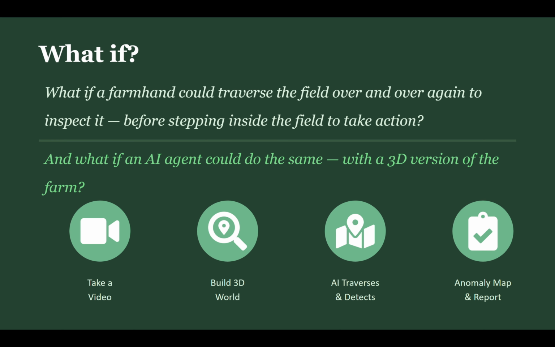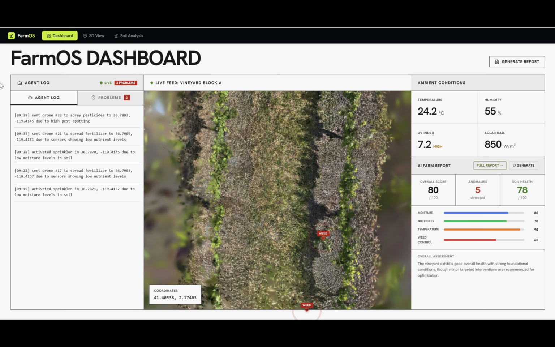But what if a farmhand could digitally traverse the field over and over again to inspect it before stepping onto the field to take action? And what if an AI agent could do the same with a 3D version of a farm? Let's jump right into the demo.